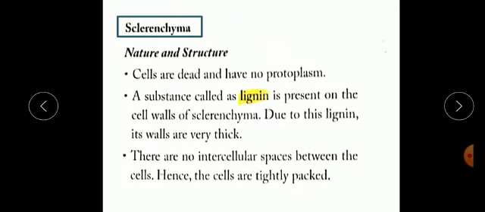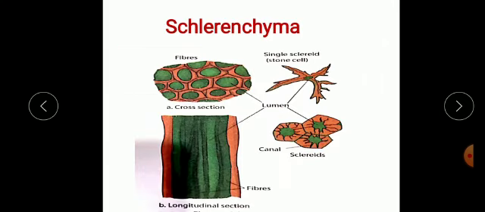Sclerenchyma. Nature and structure. Cells in sclerenchyma tissue are dead and have no protoplasm. A substance called lignin is present in the cell walls of sclerenchyma. Due to this lignin, its walls are very thick. There are no intercellular spaces present between the cells, hence the cells are very tightly packed. You can see sclerenchyma over here.